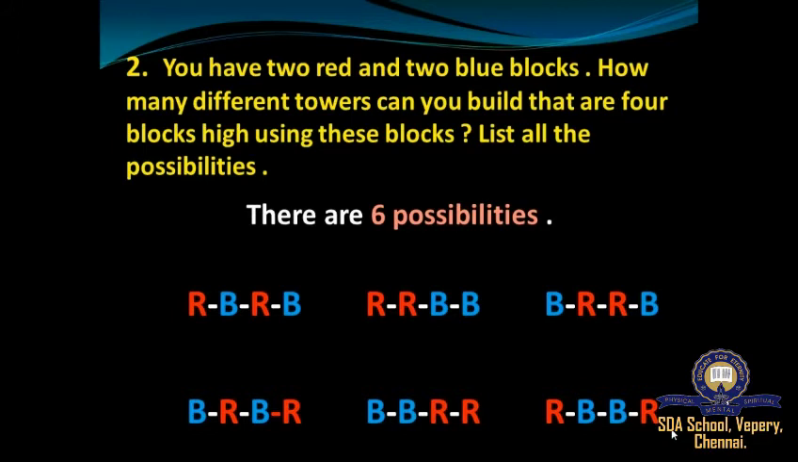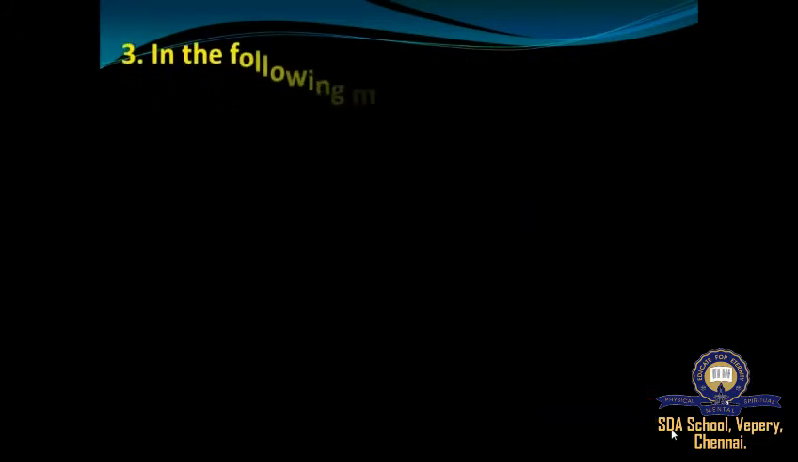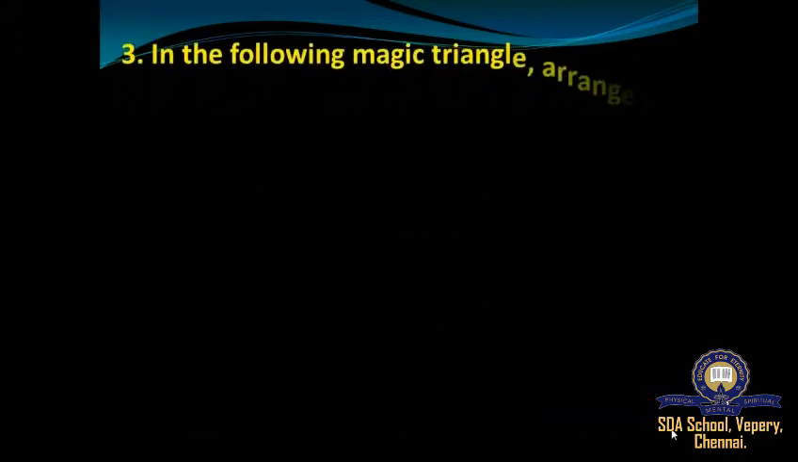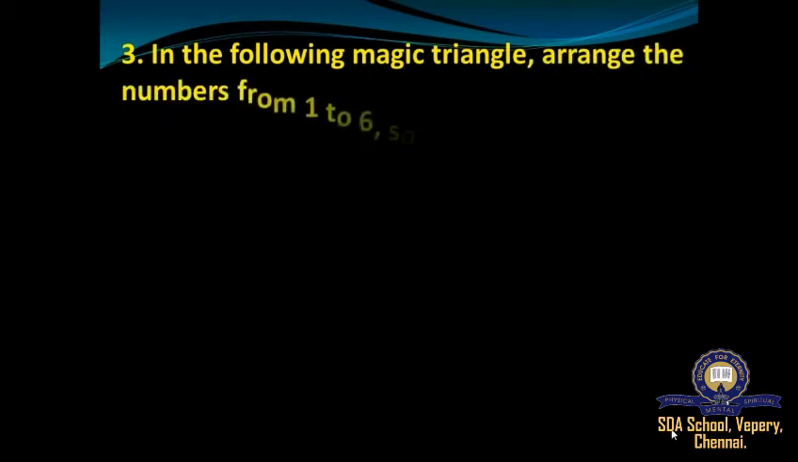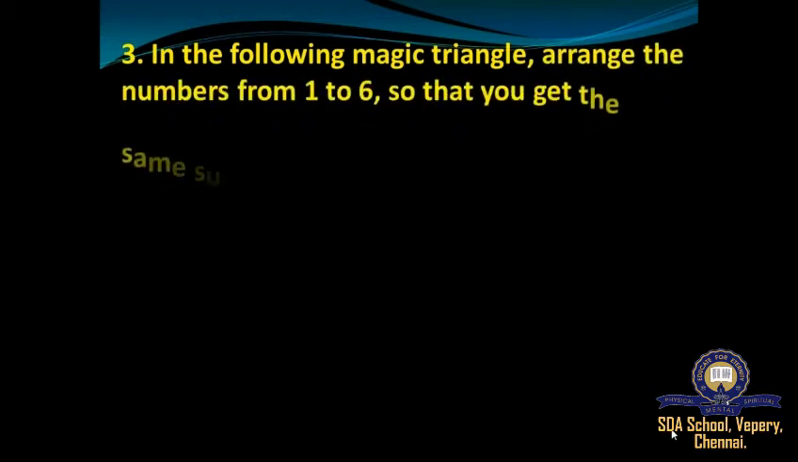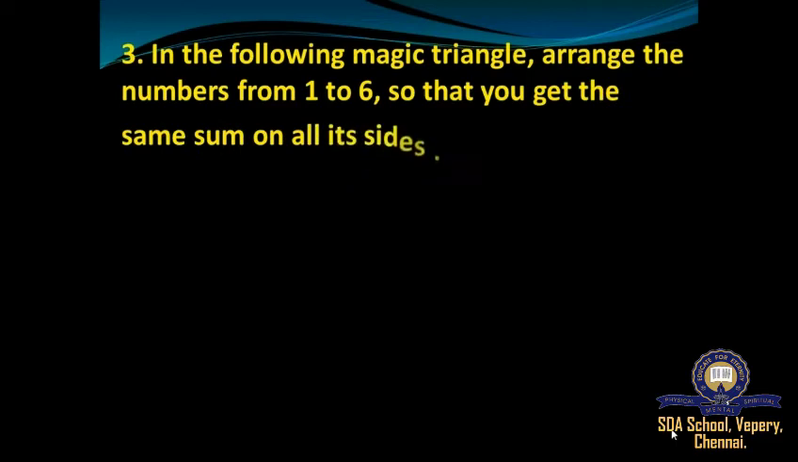Understood, students? Now we'll move to the third sum. In the following magic triangle, arrange the numbers from 1 to 6 so that you get the same sum on all its sides. So here is one magic triangle given and you are supposed to arrange the numbers from 1 to 6 such that you get the same sum on all its sides.